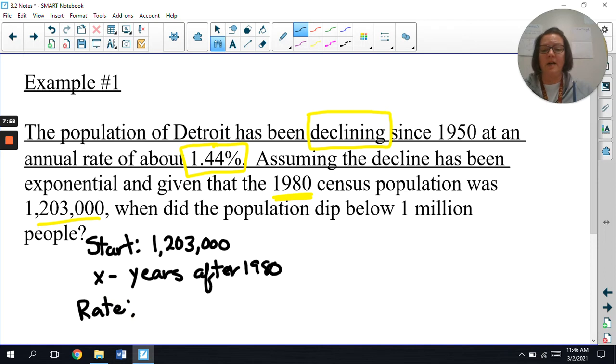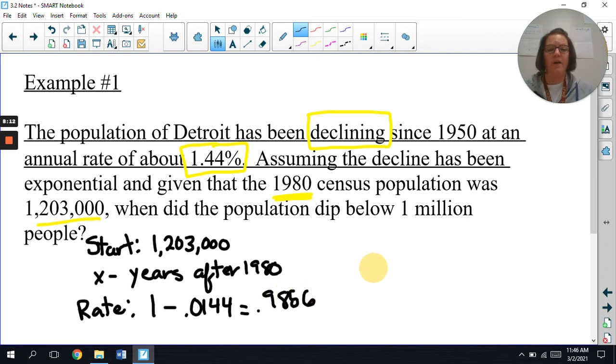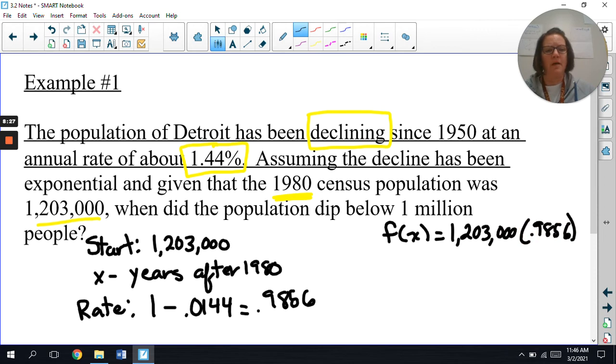So again, it's a decline, so I'm going to do 1 minus 0.0144, which will come out to be, I calculated that out already, 0.9856. So then we go ahead and write our function, again using our starting population, and then our B value or our rate to the X power. Okay, so that's just our initial equation.